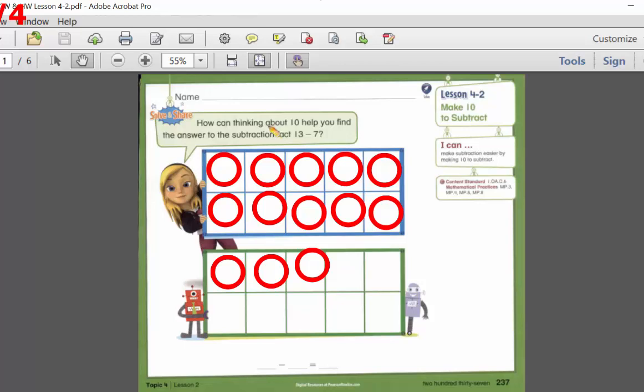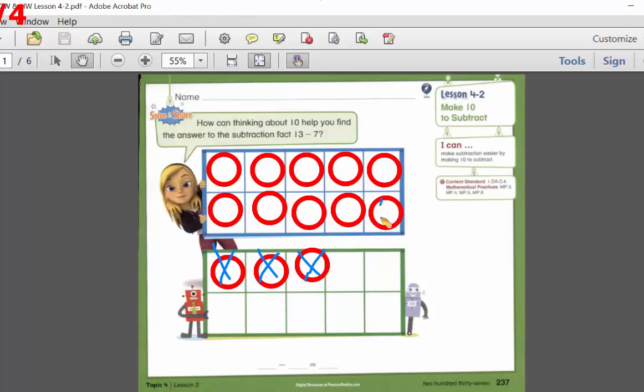First, I will cross out 3 counters to get 10. So I will cross out how many counters? 3 counters to get 10. Now I have 10 counters? Yes, I have 10 counters. Now cross out 4 more counters.